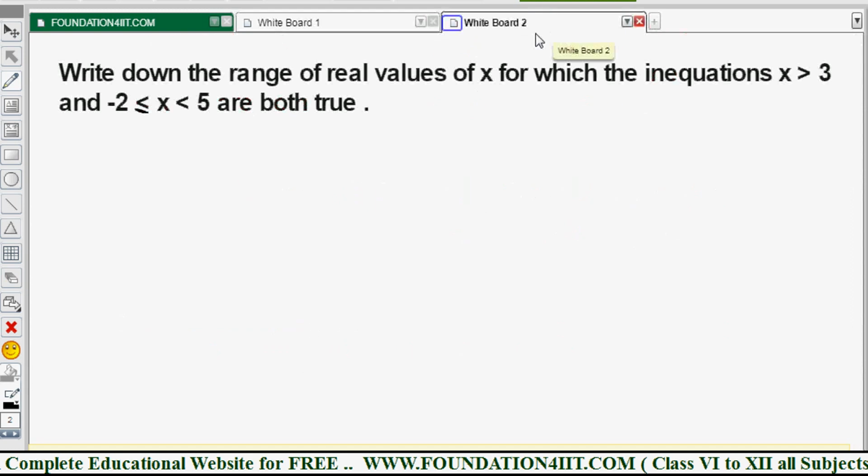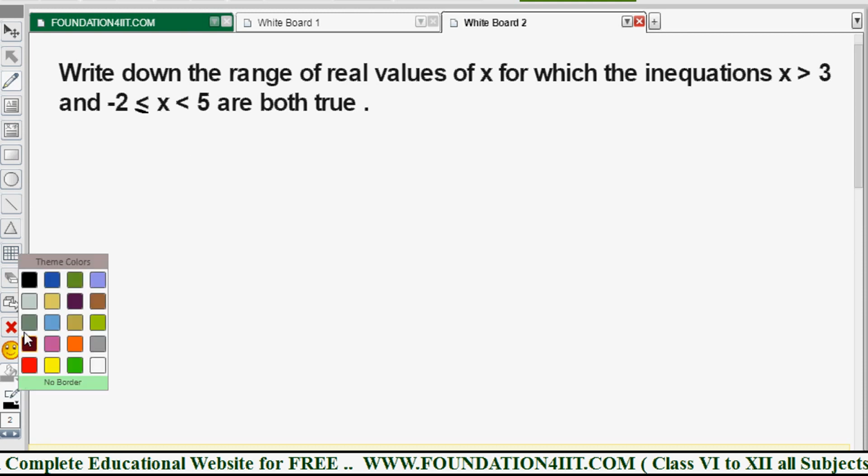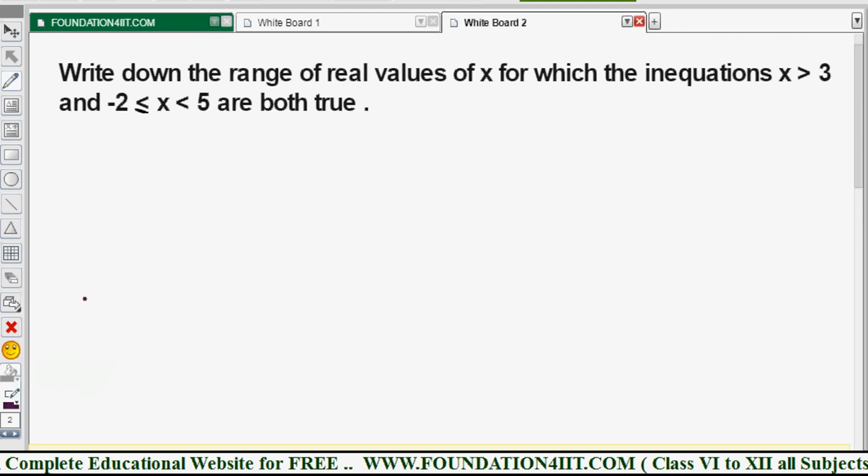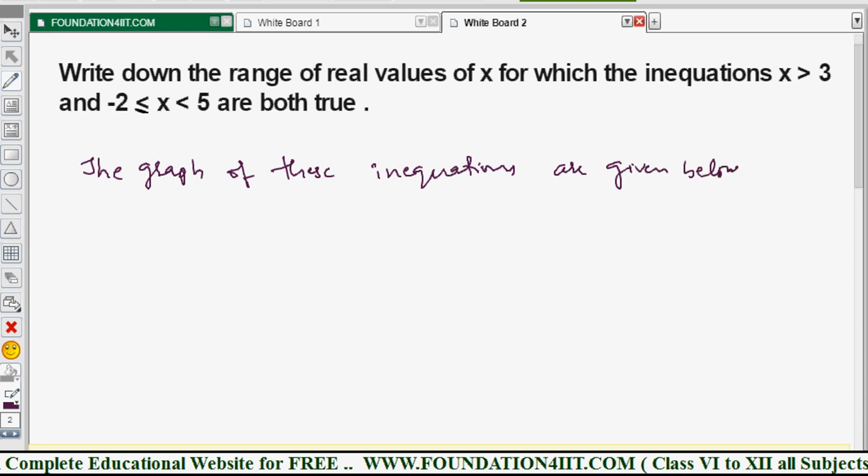Let me show one more question and see. Here is the problem. Write down the range of real values of x for which the inequations x is greater than 3 and minus 2 less than or equal to x is less than 5 are both true. If you make the graph for both, directly you can take the graph of the solution set. The graphs of these inequations are given below. So below I'll draw now.